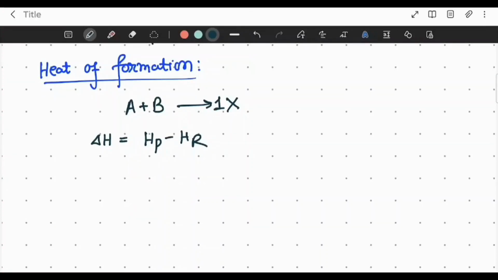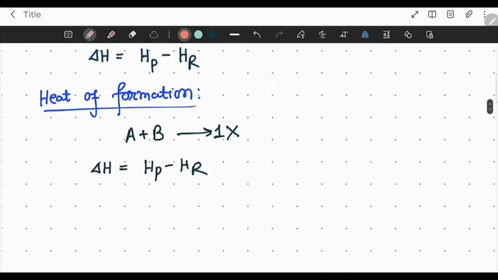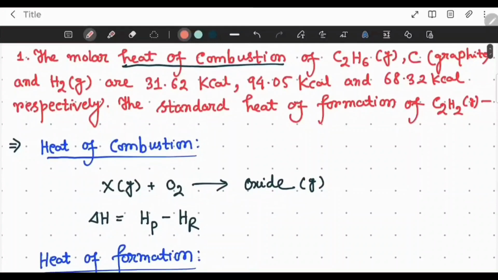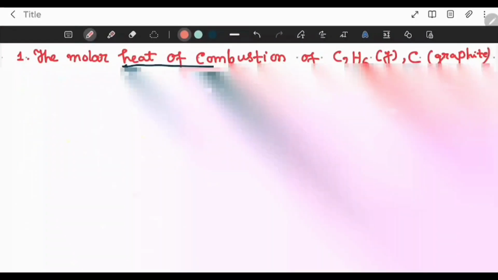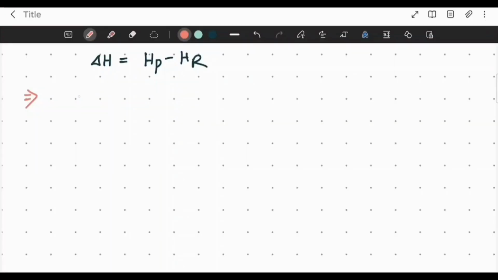Now, if you solve this question, then it will be easy to understand. What is given in the question is the heat of combustion for C2H6, C and H2. That means first you have to write down the combustion process for these three substances. First is the C2H2.